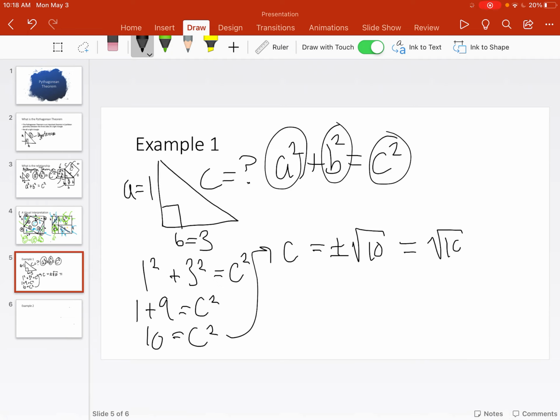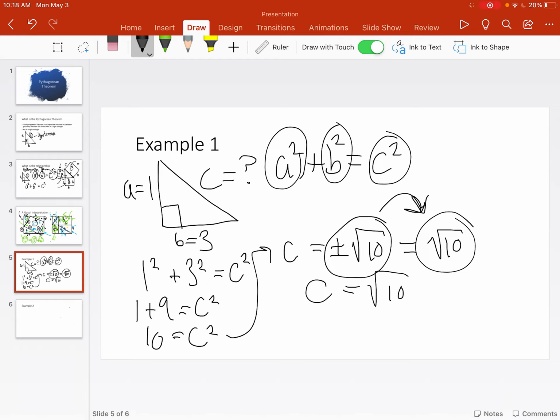However, recall, we're looking for a length, so we must take the positive value. You're not going to have a negative length. You're going to have a positive length, right? So C is therefore equal to root 10. So when we take the square root, obviously we get two answers, but we take the positive one because we are talking about a length.